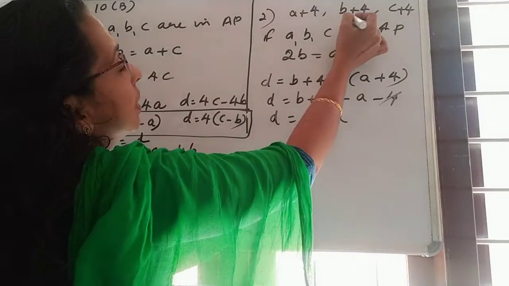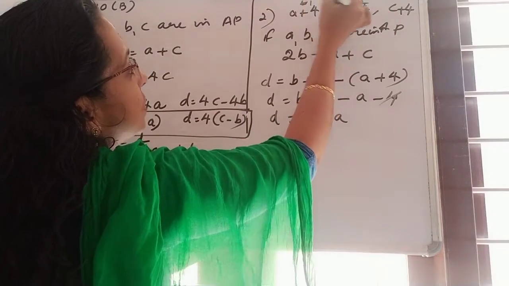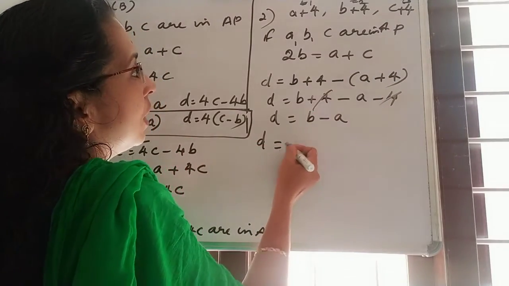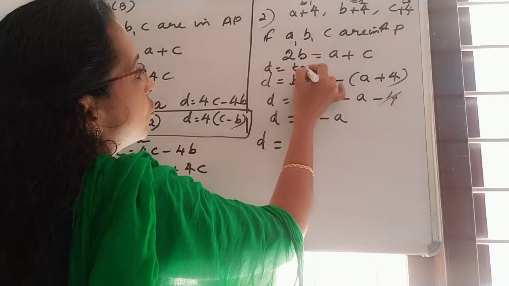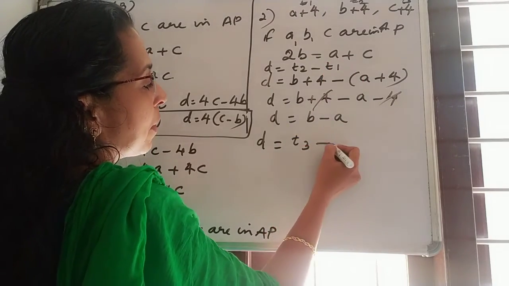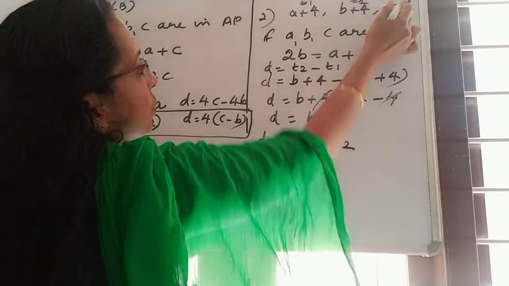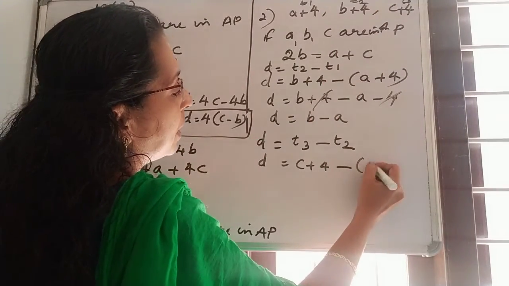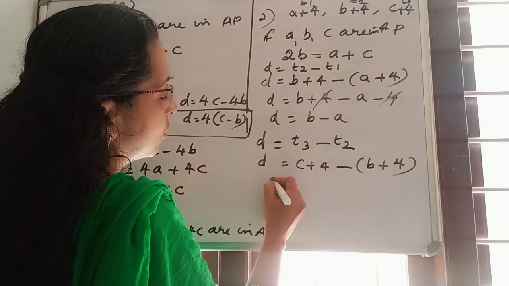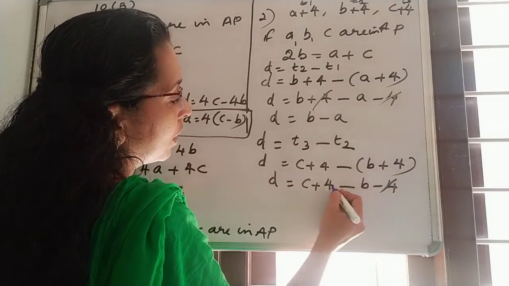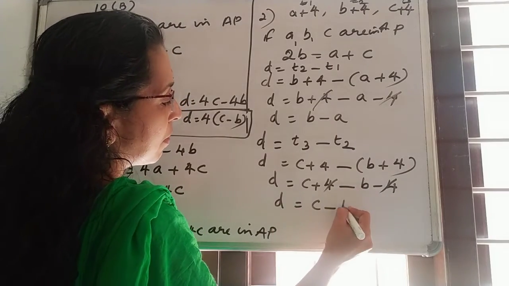Again, we wrote T2 minus T1. Again we can write D is equal to T3 minus T2. T3 minus T2 means C plus 4 minus of B plus 4. So D is equal to C plus 4 minus B minus 4. So D we can write as C minus B.